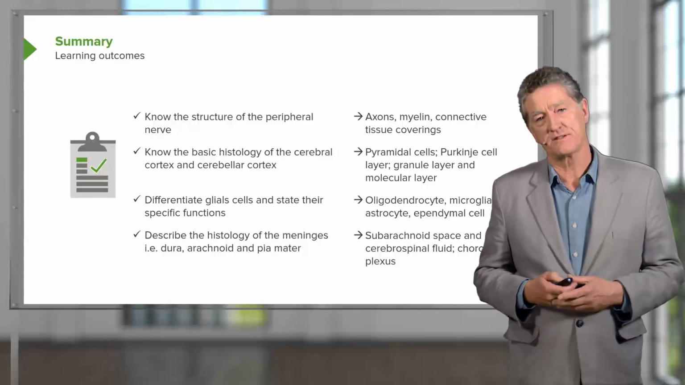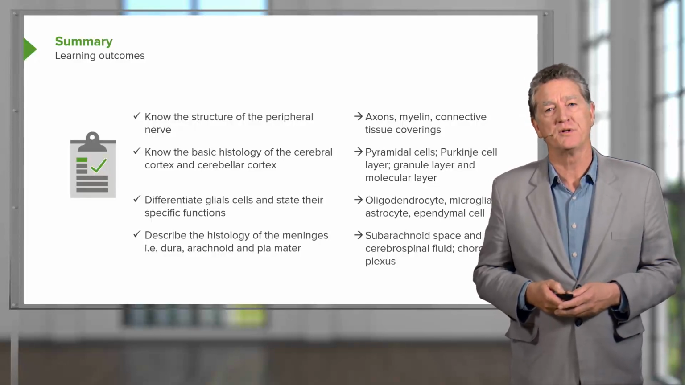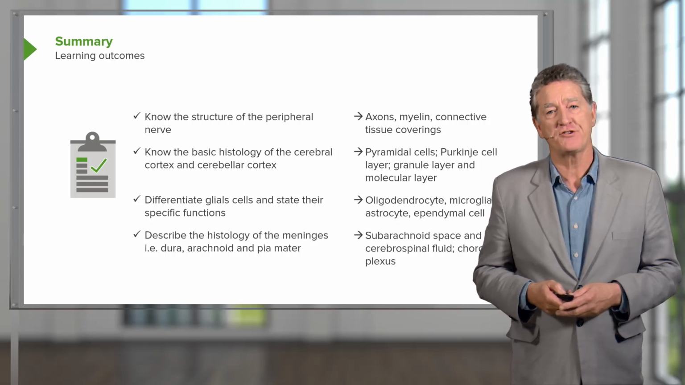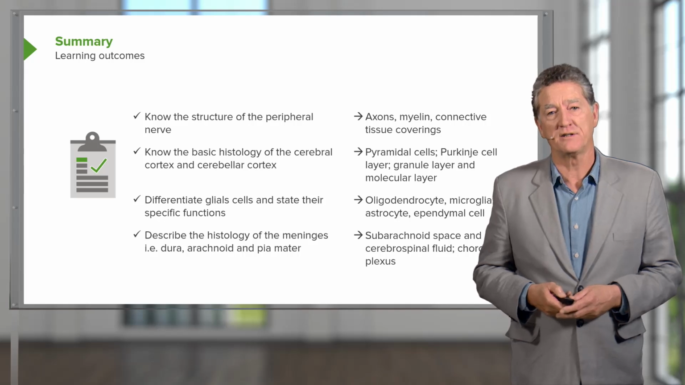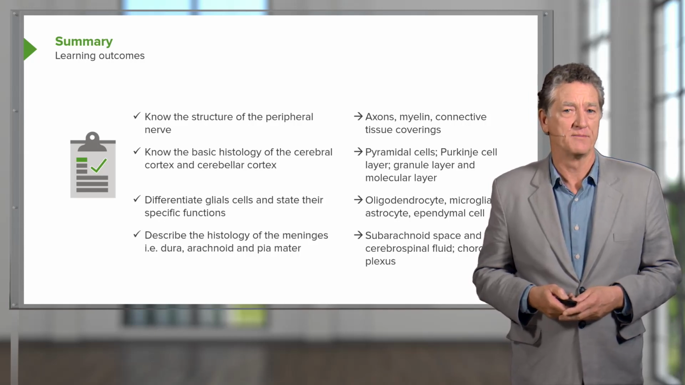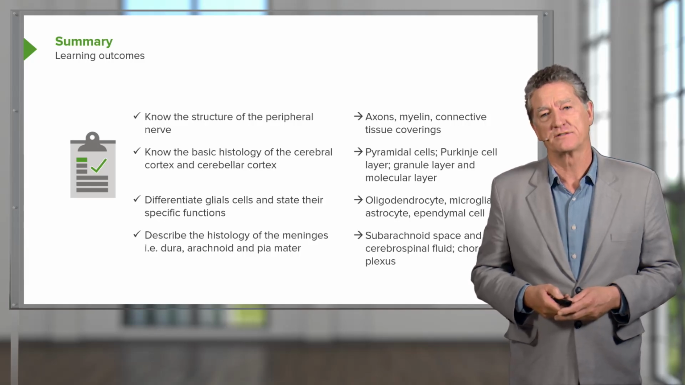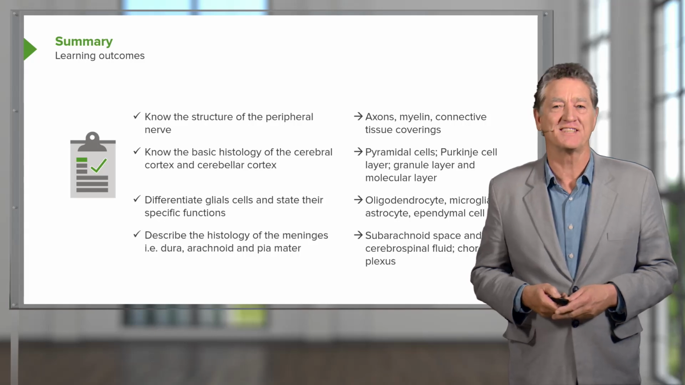So let's now summarise what we have just been looking at. Make sure you're aware of the structure of the peripheral nerve, its wrappings, its connective tissue coverings. Make sure you appreciate the complexity of both the cerebral cortex and the cerebellar cortex, the different cell layers. Make sure you know the different glial cells, recognise them, and know their functions. And finally, appreciate the coverings of the brain that protect the brain and the spinal cord, the dura, the arachnoid, and the pia.